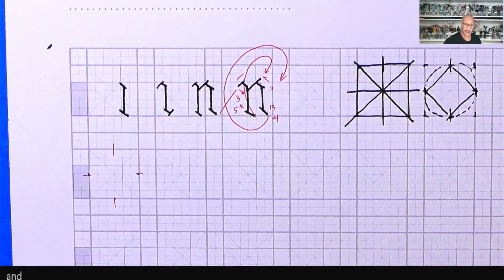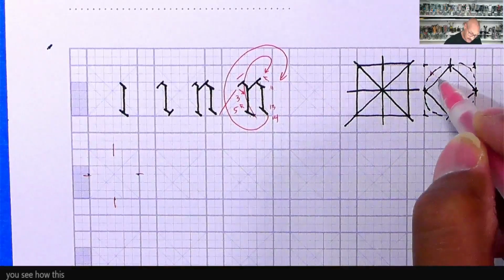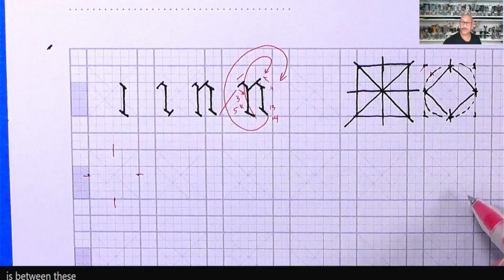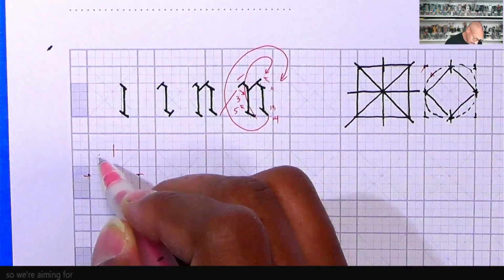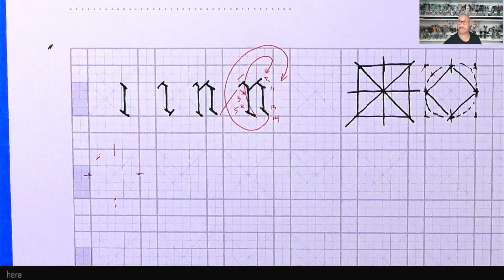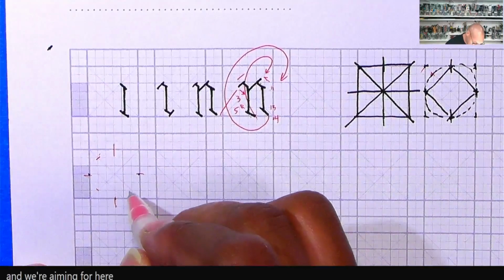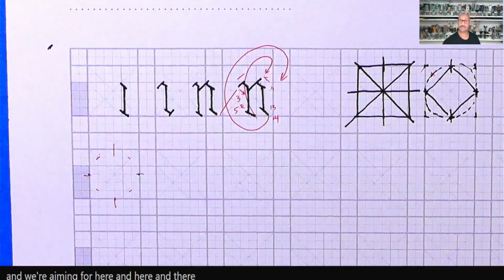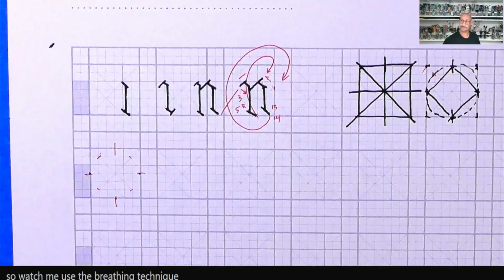And do you see how this is between these two points? So we're aiming for here, and we're aiming for here, and here, and there. So, ready? Watch me use the breathing technique.